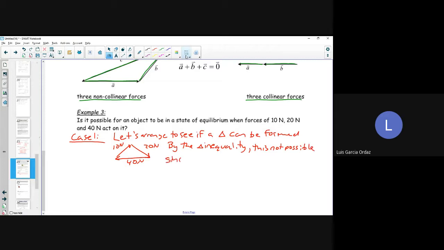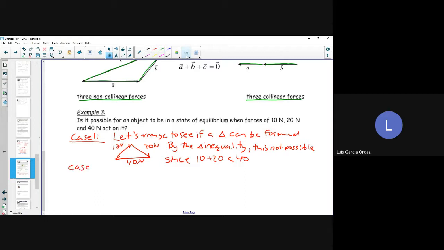Since 10 plus 20 is less than 40, we cannot make a triangle with these three forces. Okay? Because remember, for the resultant, we need negative vector c to equal a plus b. However, 10 plus 20 is 30, which is less than 40, so we cannot make a triangle based off of that. So that is our first case.